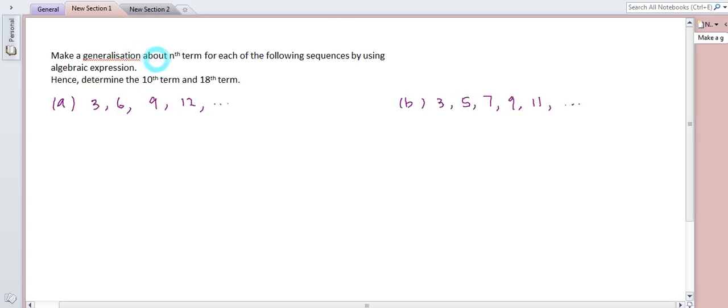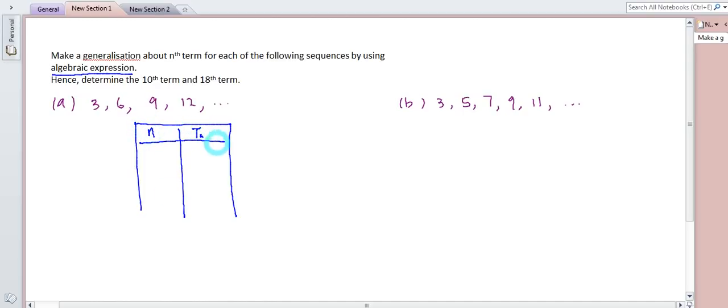Make a generalization about n terms for each of the following sequences by using algebraic expressions. From here, like just now, I draw a table first. So this is n, this is Tn, right? So this is first term, second term, third term, and so on. I go on to number 4, until we go to the n terms.